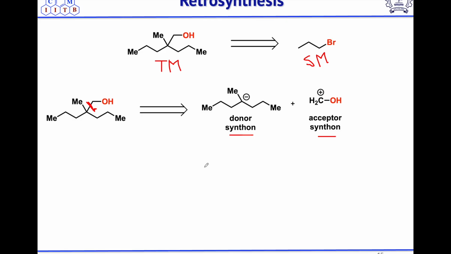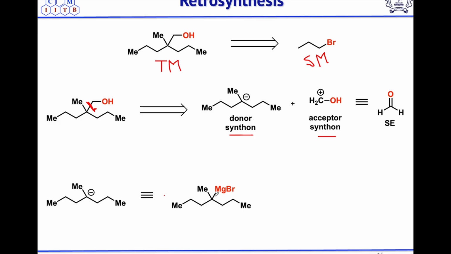Now we need to find out the corresponding synthetic equivalents. First is the acceptor synthon. The synthetic equivalent will be the corresponding formaldehyde, right? Now we have to see the donor synthon. The donor synthon, in turn, we could get from this Grignard reagent. So this will be the synthon, and this will be the reagent. And what will be the synthetic equivalent? The synthetic equivalent would be the corresponding bromide compound. So we can treat with magnesium, and we'll get the corresponding Grignard reagent.